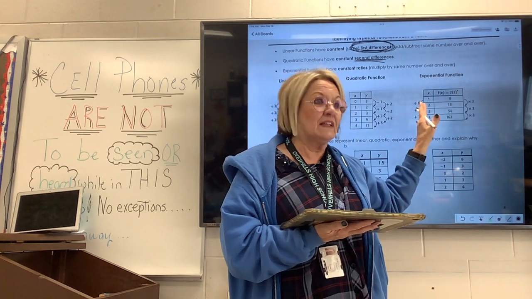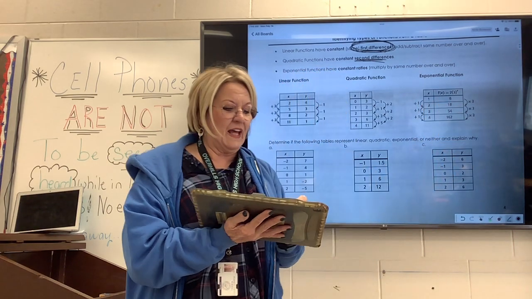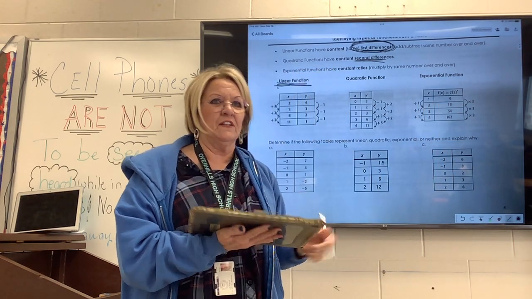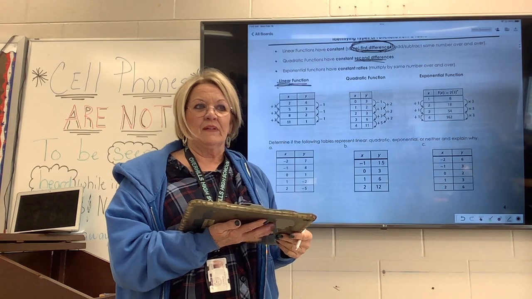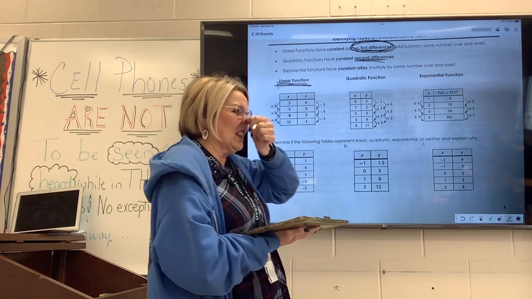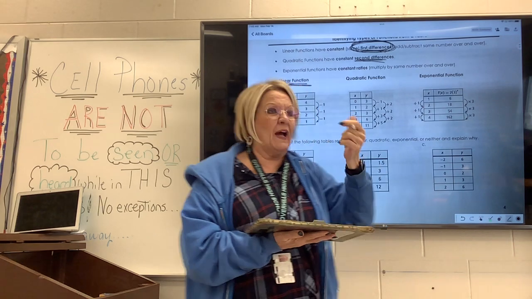No question, it's linear. That is linear data. So right here they've said linear function. That told me it's a linear function. Now the interesting one, which is my favorite actually, is quadratic.